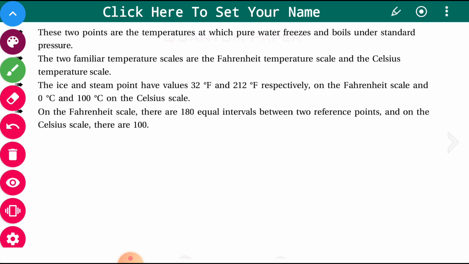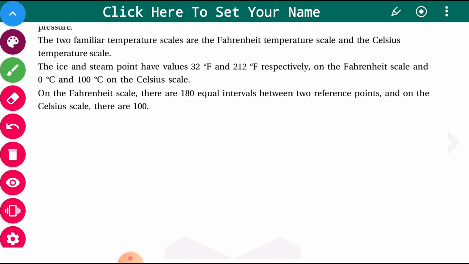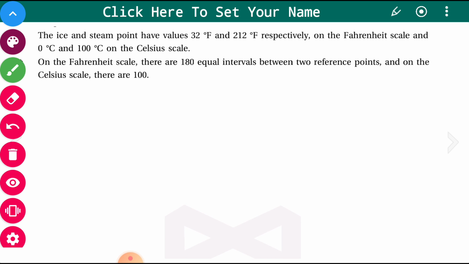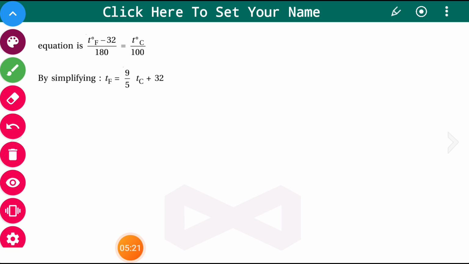The two familiar temperature scales are the Fahrenheit scale and the Celsius scale. The ice point for the Fahrenheit scale is 32 degree Fahrenheit and the boiling point is 212 Fahrenheit, while for Celsius it is 0 and 100. On the Fahrenheit scale there are 180 equal intervals between the two reference points, and on the Celsius scale there are 100 intervals.